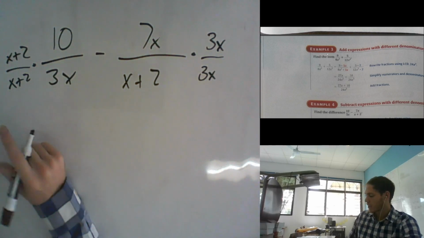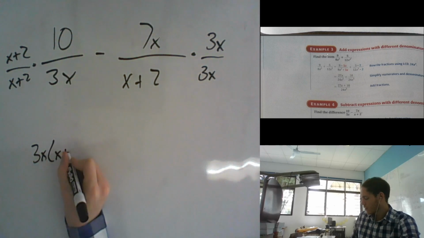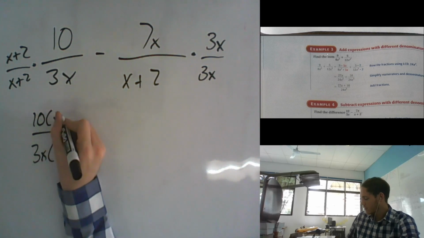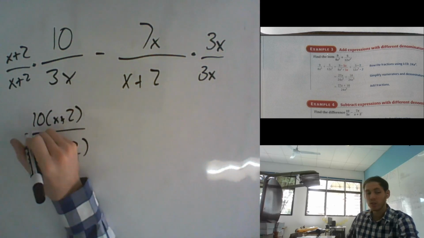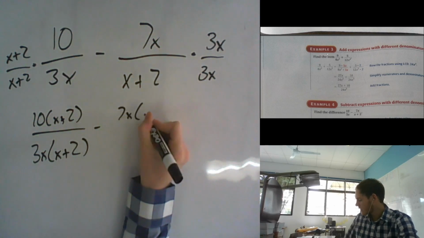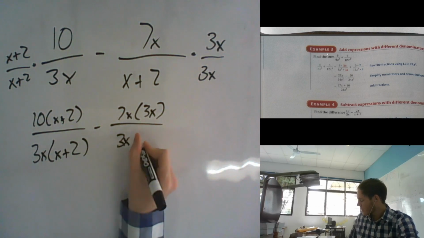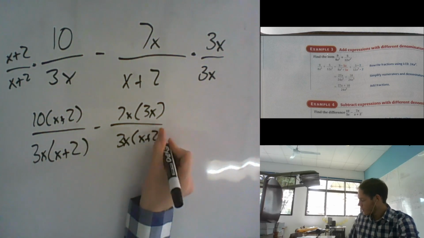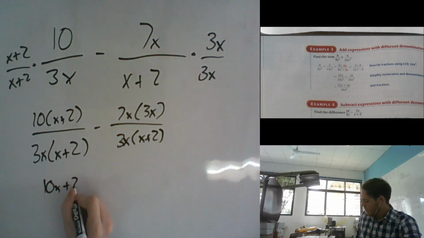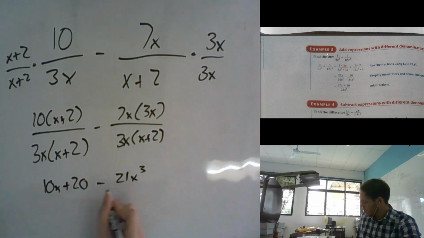So 3x times x plus 2, and the top is 10x plus 2. Now you can already distribute. You have negative 7x times 3x over 3x times x plus 2. So I'm going to distribute. So you get 10x plus 20 minus 21x cubed.